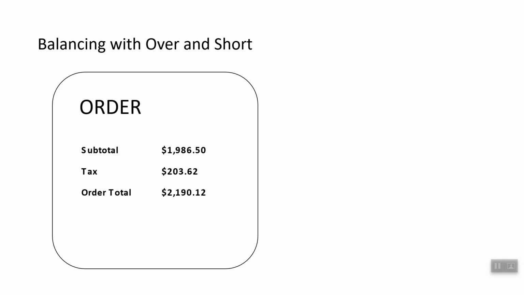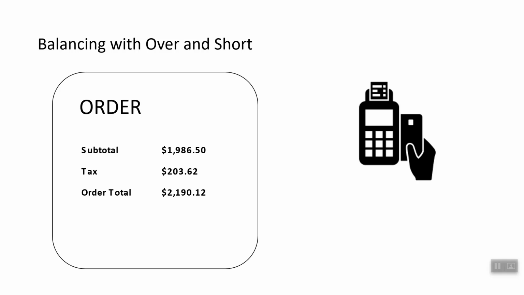an item for $1,986.50, and then we have tax on that with a total of $2,190.12. On our POS machine, or our credit card machine, we accidentally put through $2,199.12 with a variance of $9. So I'm going to show you how to handle that in the system.